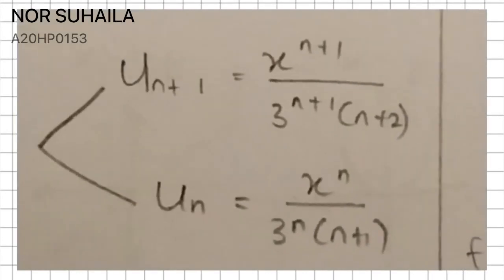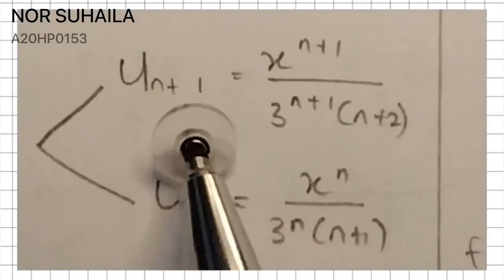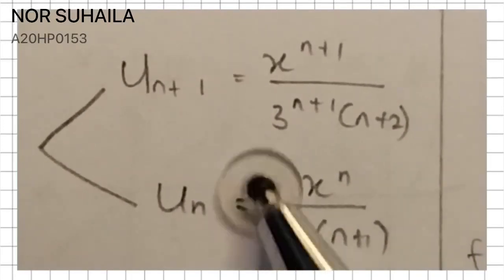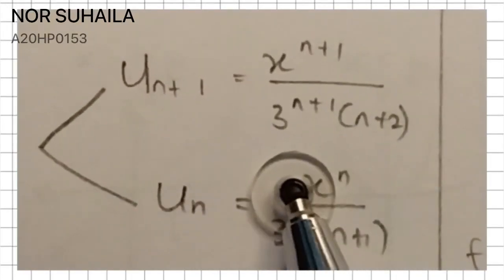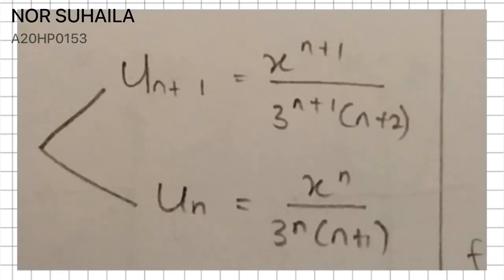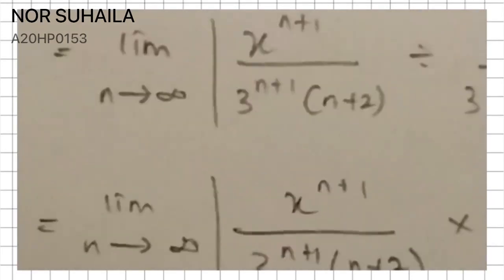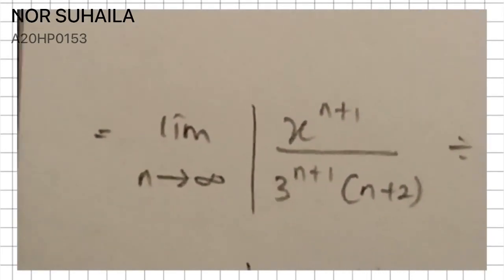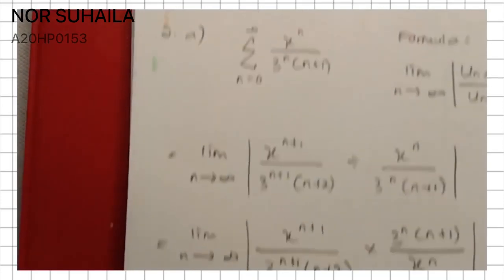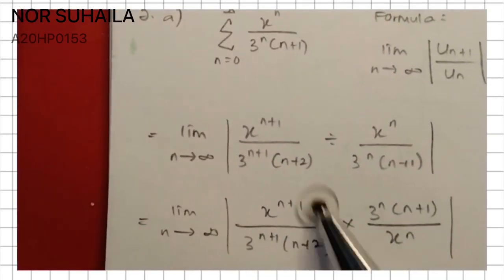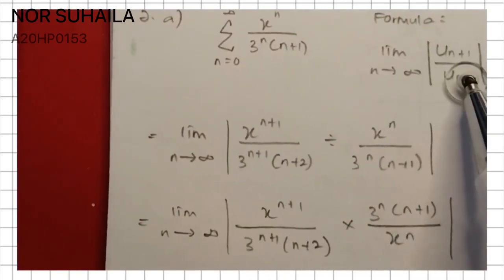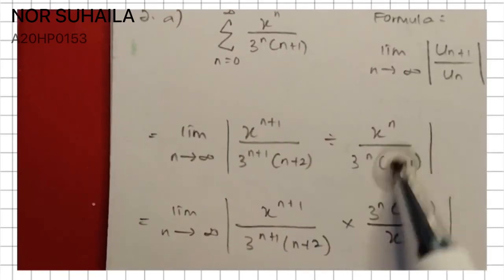So u_(n+1) is equal to x^(n+1) over 3^(n+1) times (n plus 2). Next, u_n is equal to x^n over 3^n times (n plus 1). So what we need to do is just follow the formula, u_(n+1) over u_n. So we get this.